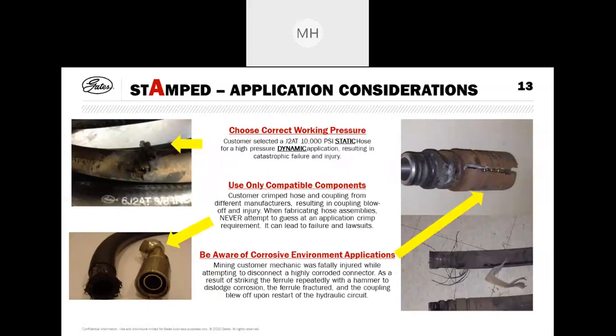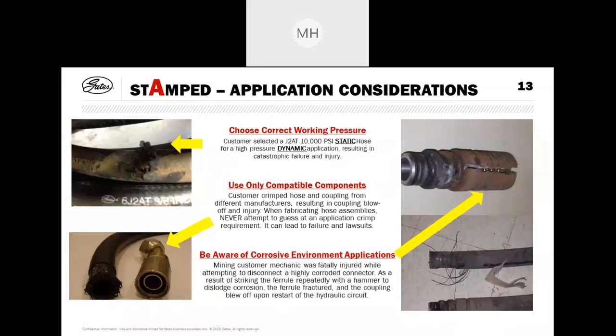Bottom left here, we have a picture of the coupling in a hose which is separated. So the customer crimped on the coupling to a different manufacturer's hose. So it comes under the mixing and matching, which we never recommend. We're attempting to guess the crimp spec, and the result was, again, the hose failed, and it was a lawsuit which followed that by all accounts. So we always only put a Gates coupling onto a Gates hose.